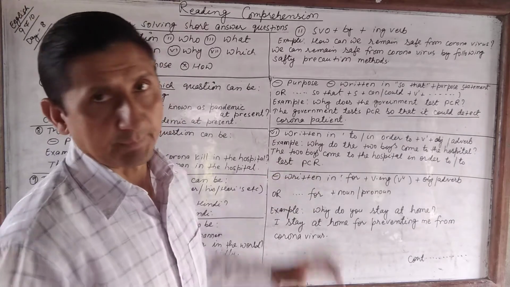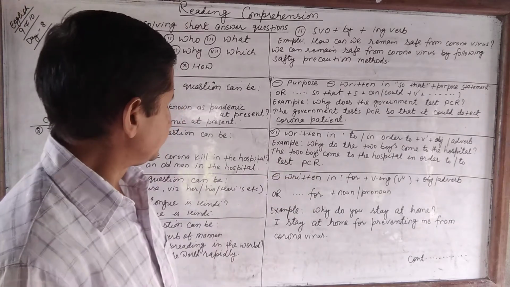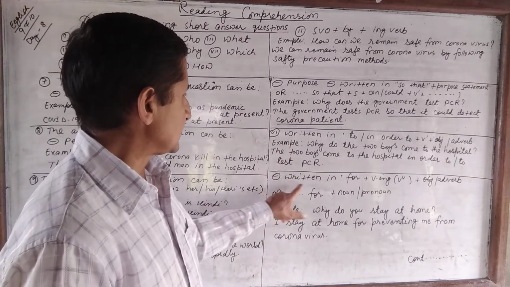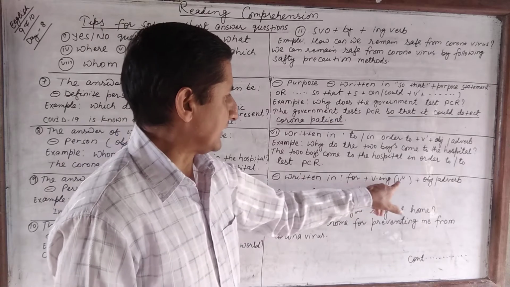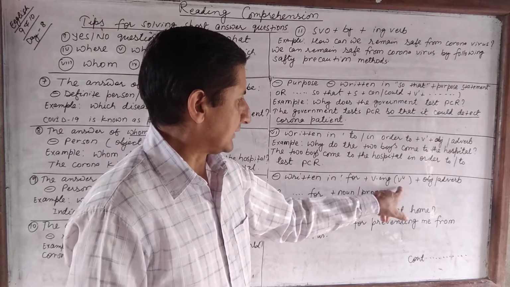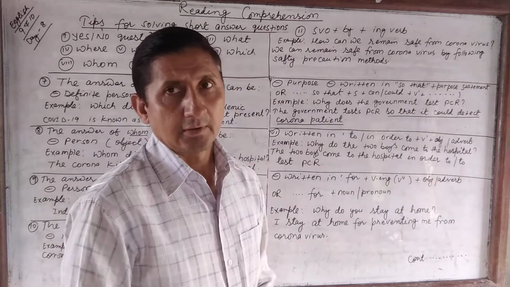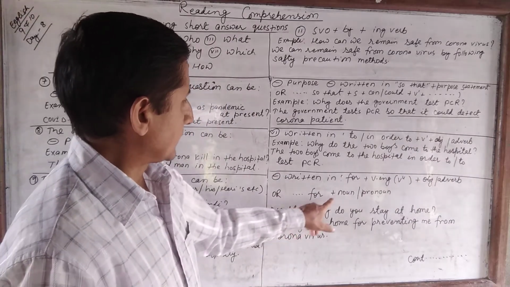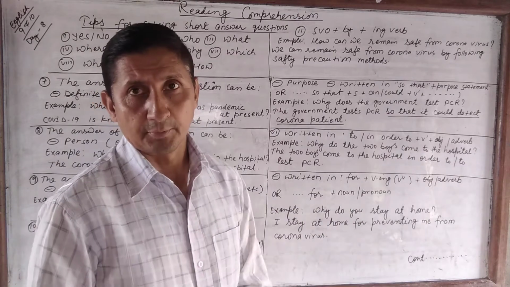Using in order to or using to, we write the purpose statement. Another way of writing purpose is for plus V-ing verb, that is V4, plus object or adverbs, or for plus noun or pronoun.